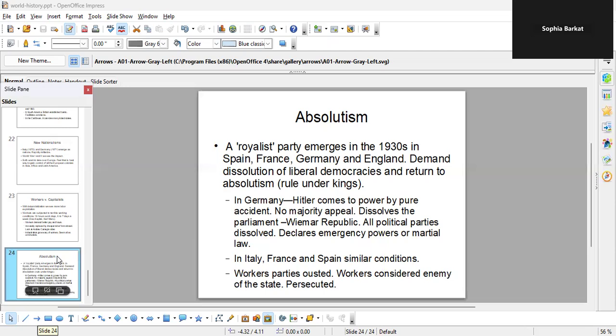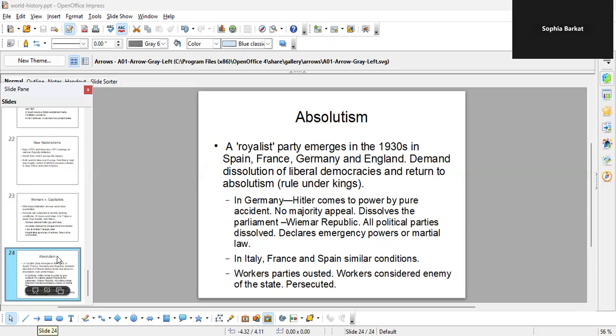And Hitler's main argument was to bring back the royals, that essentially we need to dissolve liberal democracy. That's the problem. It's given too much attention to what labor wants. And he wants to create a kingdom. Go back to the king. The king was the best type of rule.